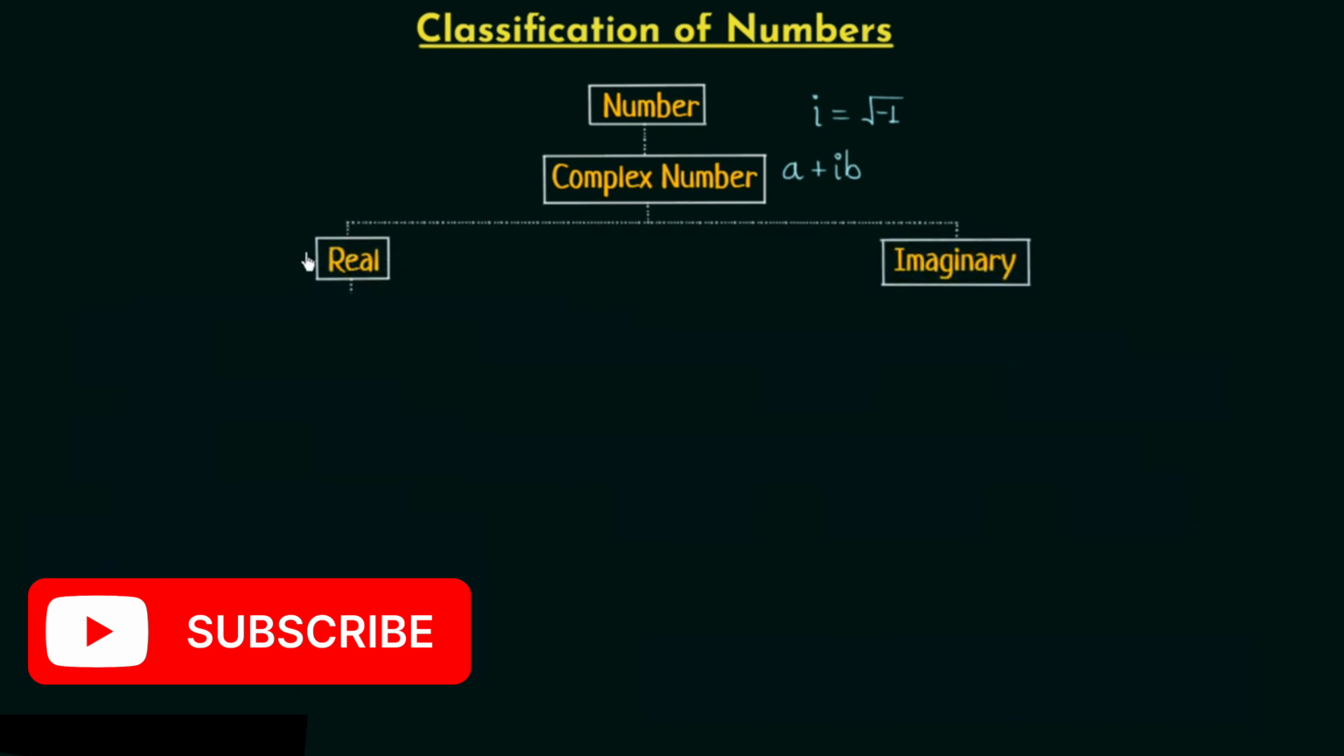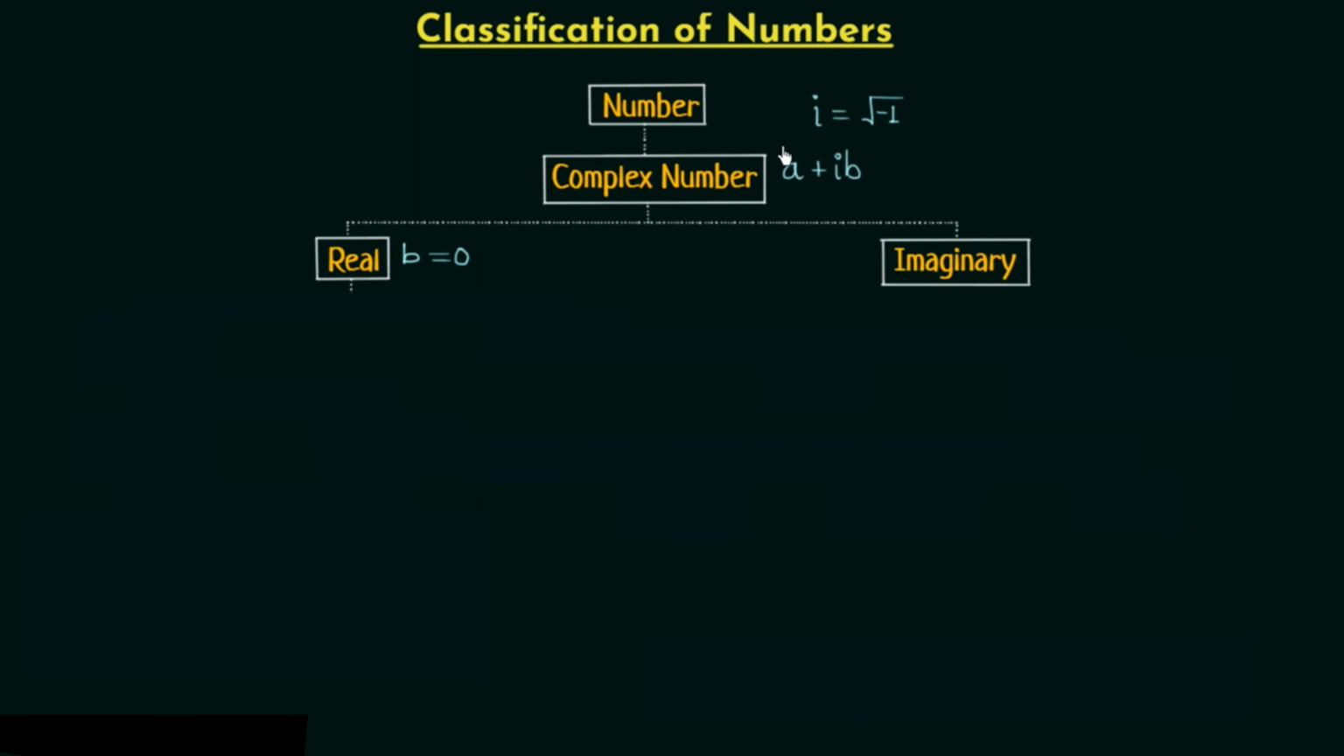The complex number will be real when b is equal to 0. When b is equal to 0, the complex number will be equal to a, and we already know that a is a real number, so we have the complex number as real. Now what if a is equal to 0 and b is not equal to 0? In that scenario, the complex number will be equal to ib, purely imaginary, so the complex number will be imaginary. So the complex number will be real when b is equal to 0, and the complex number will be imaginary when a is equal to 0 and b is not equal to 0.